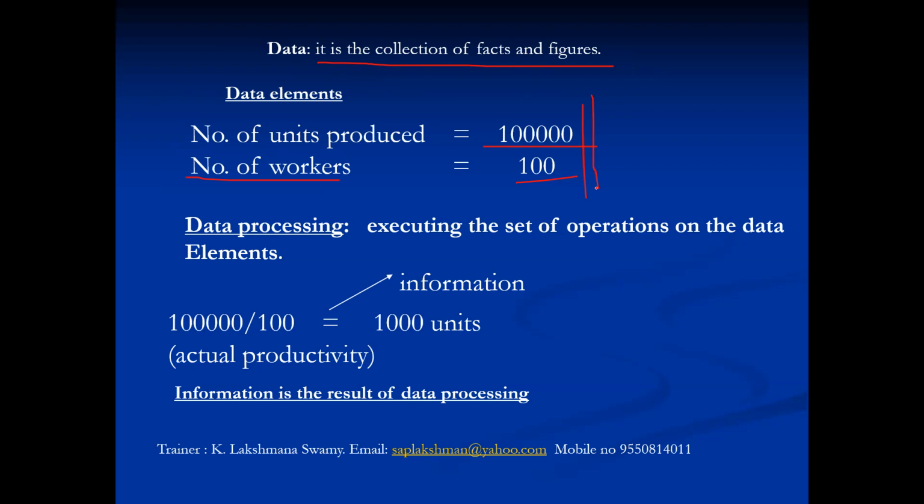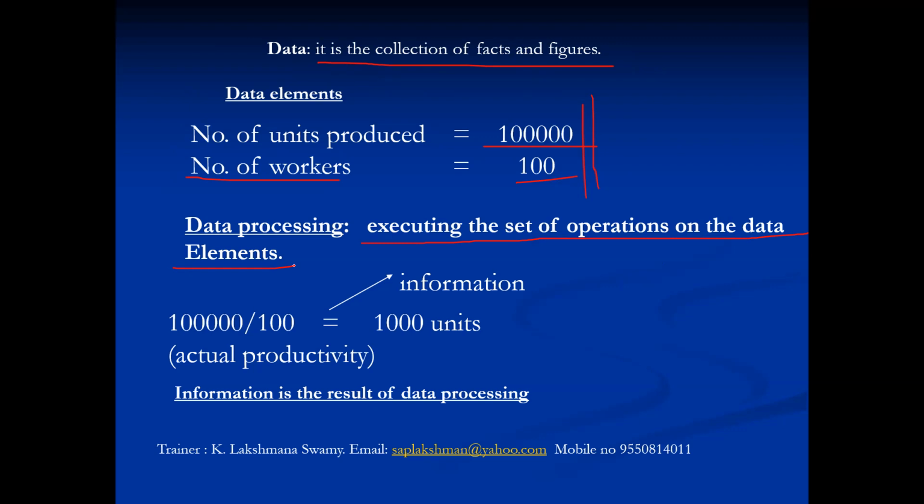Your total output is 1 lakh units. Total number of workers is 100. What I mean to say here is, are you able to arrive at any conclusion with this raw data? No. So we have to process the data. Processing means what? Executing a set of operations on the data elements. Here, a set of operations may be arithmetic or algebraic operations, and sometimes just a rearrangement of the data elements in the database is also called processing.